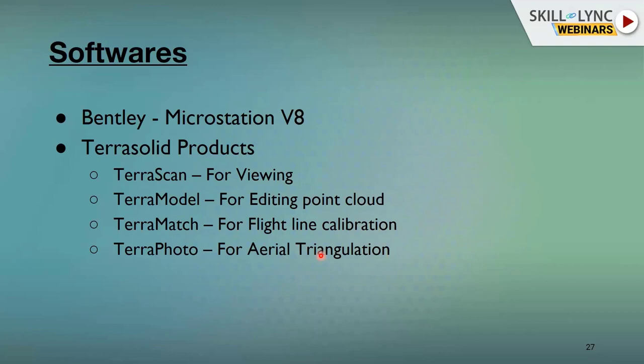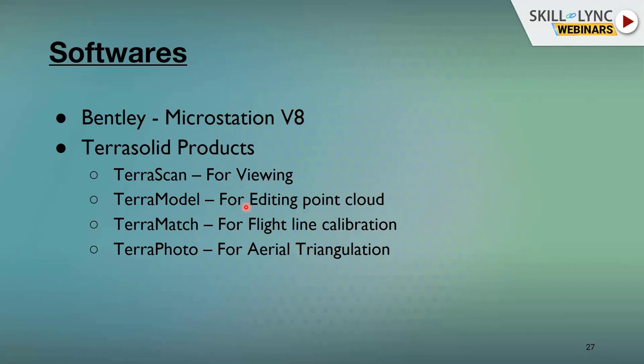As I said, TerraSolid is a product. There are so many modules and sub modules available in TerraSolid, like 16, 17 sub modules. Majorly people are using TerraScan, TerraModel, TerraMatch, and TerraPhoto. So what are these modules? TerraScan is mainly used for viewing the point cloud data.